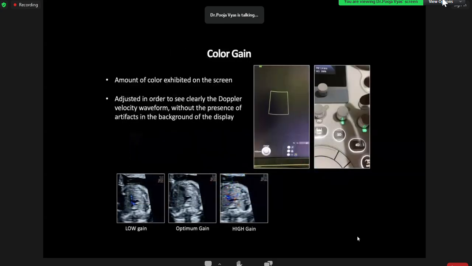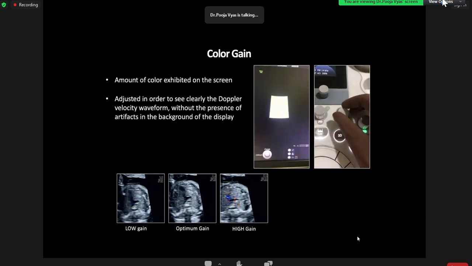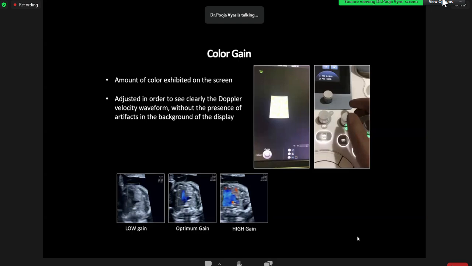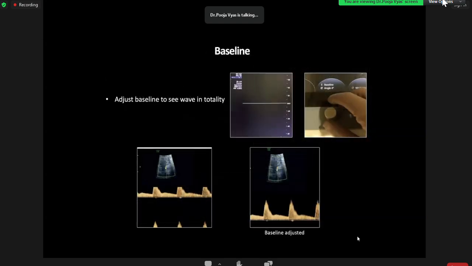Okay. Now moving on to color gain, the amount of color exhibited on the screen. So basically it has to be optimum. If we choose a very low gain setting, then we may not be able to see adequate color. And if we choose a high gain setting, as seen over here, we are going to see bleeding of color or overflow of color. So optimum gain settings is mandatory. Now moving on to the baseline, which has to be adjusted such that we see the entire spectrum trace.